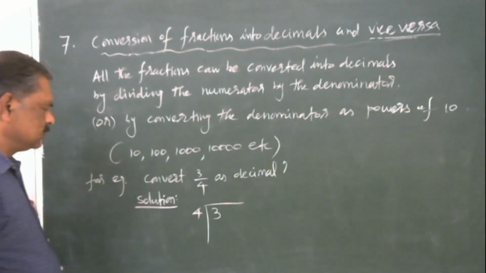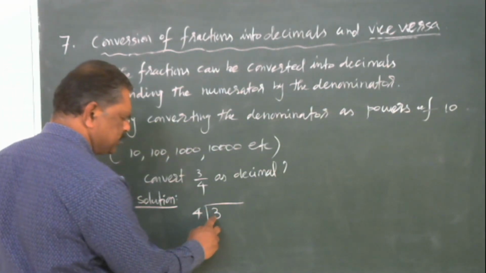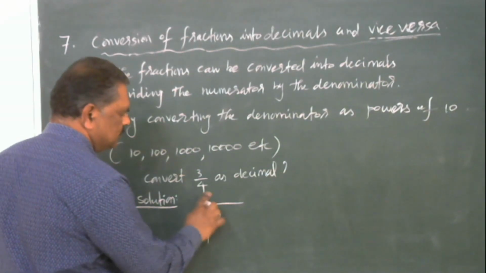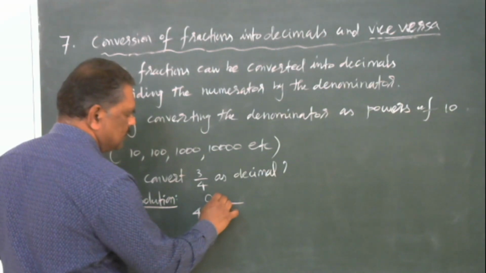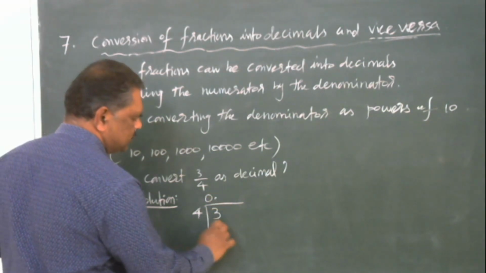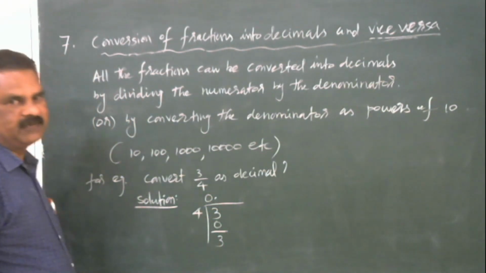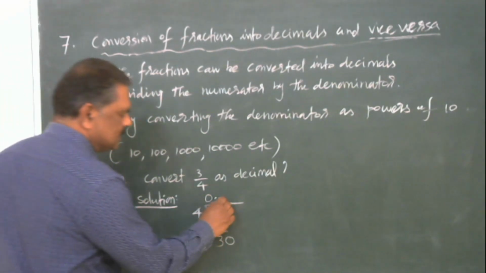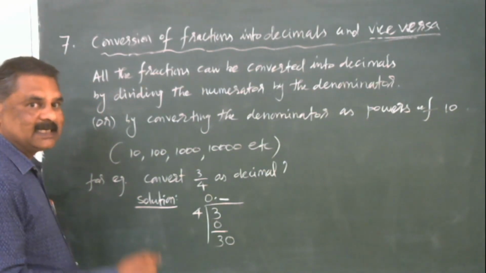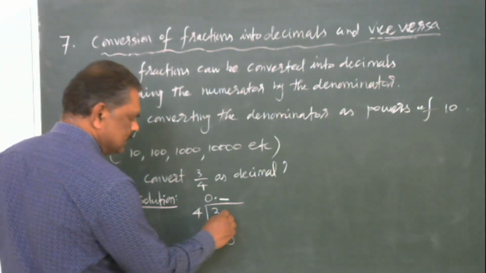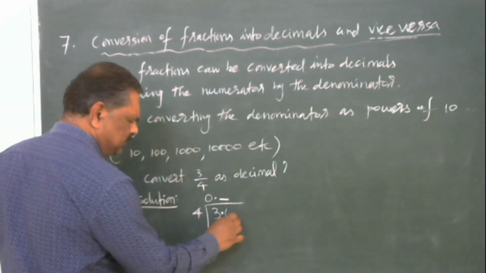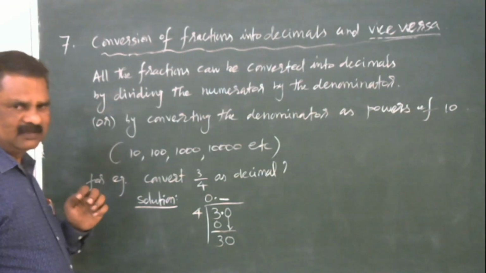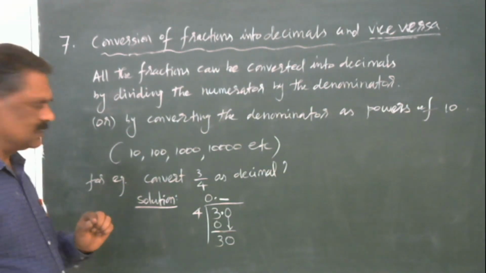Correct? So 3 units are there. We need to divide among 4 units, not possible. So you put 0 units. Then 0 4s are 0. We will be getting 3 units left with us. 3 units is equivalent to 30 tenths. And in this number, there is no tenths, so even if you bring down 0, it will remain 30 tenths.